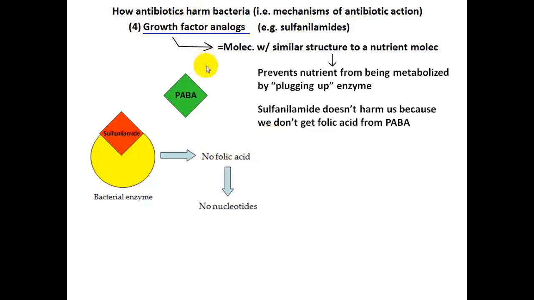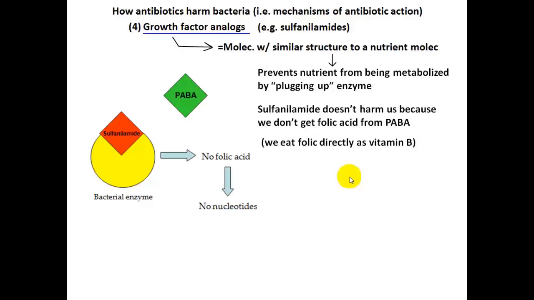The reason why these growth factor analogs don't harm us for the most part is because we don't get our folic acid from para-aminobenzoic acid like bacteria do. Instead, we eat our folic acid directly from our diet in the form of vitamin B. So we eat our folic acid directly as vitamin B.